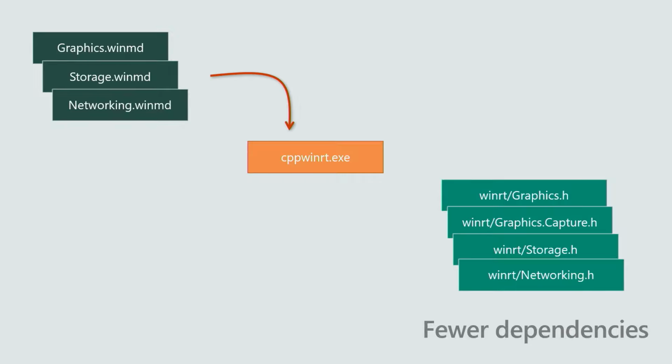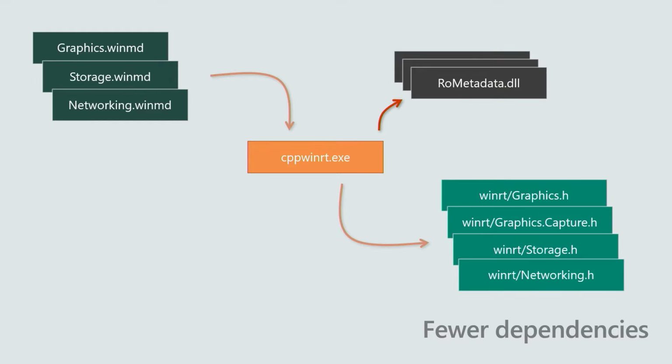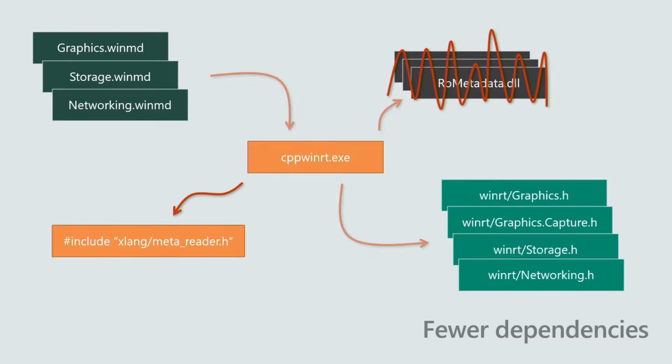Looking at it another way, as I alluded to before, we take a bunch of WinMD files. C++/WinRT will parse those WinMD files and generate those namespace headers that Scott demonstrated for us. Previously, it used the rometadata DLL, but now everything is included in a project called xlang, which is an open source project on GitHub, which includes all the source code for C++/WinRT. So the entire compiler is now open source and available for you to look around, extend, and contribute to.